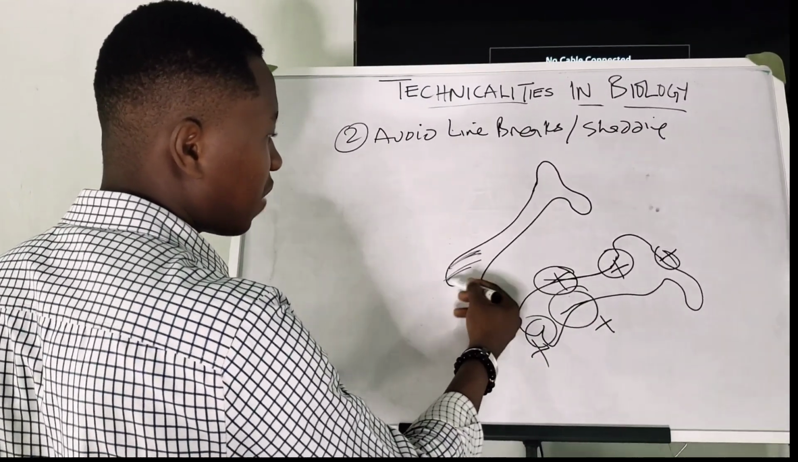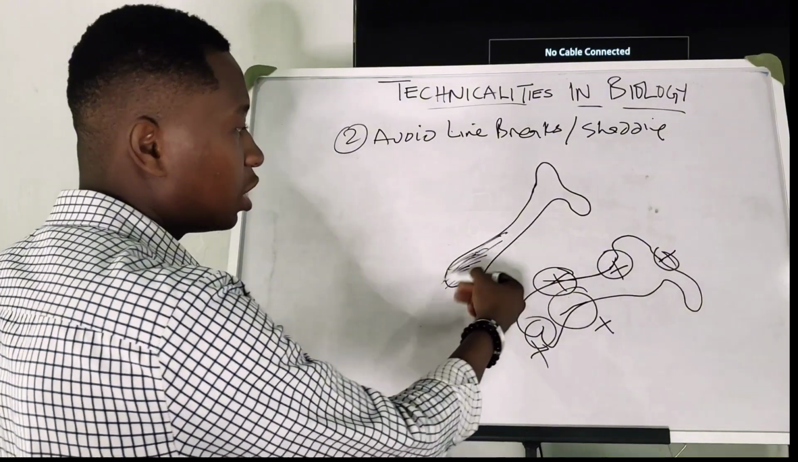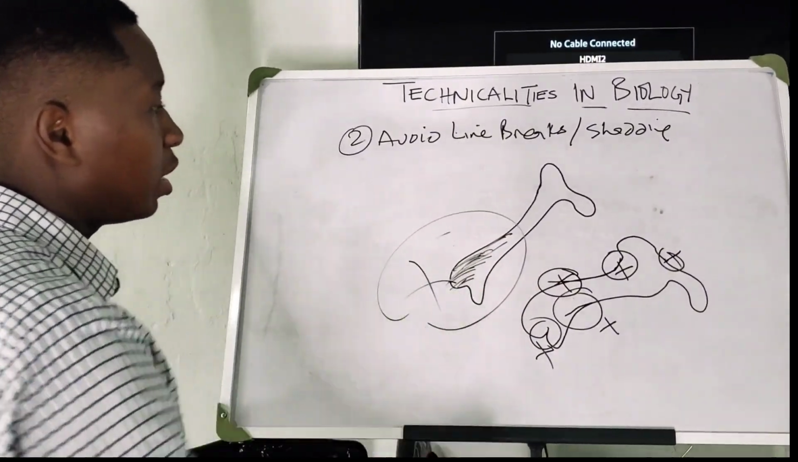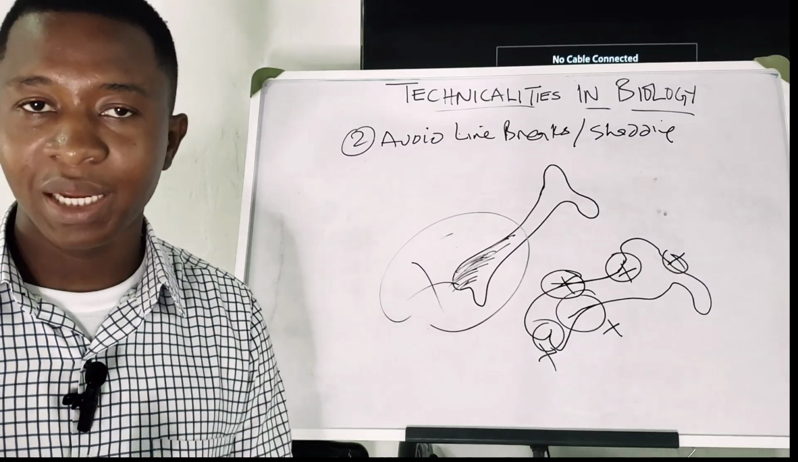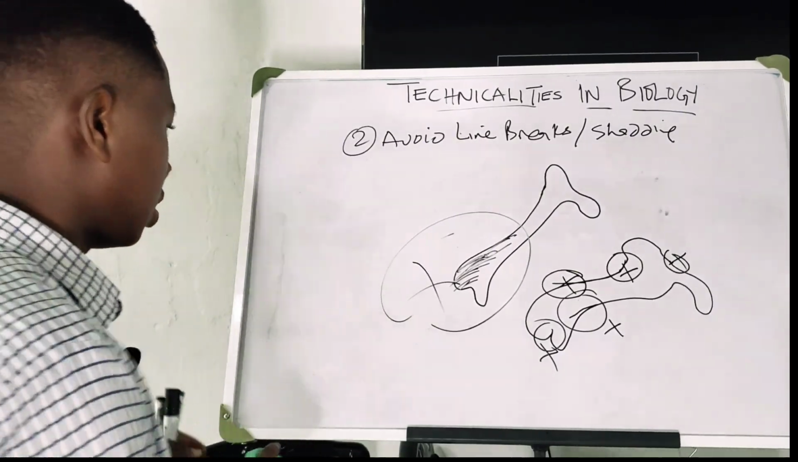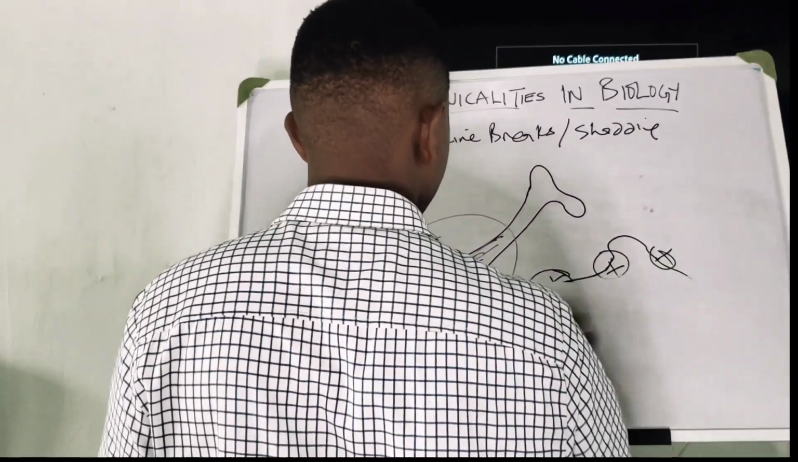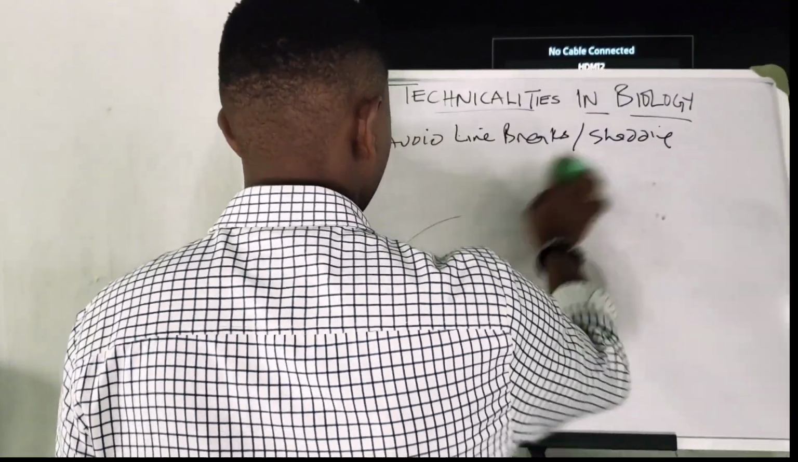Do not shade. You are not in a fine arts class. They don't shade in biology. We draw our diagrams clearly with a sharp pencil. Okay, let's look at the next technicality.